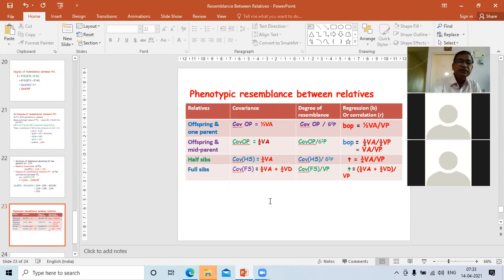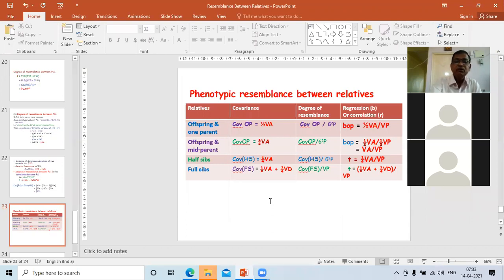So when we take the offspring and one parent, we take the parent's observation value, and the mean value of the 10 offspring. You take the mean value of all the 10 offspring. If X is the parent and Y is the offspring, these are two variables.